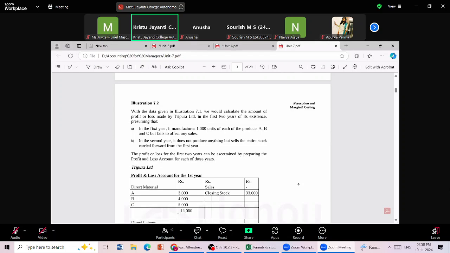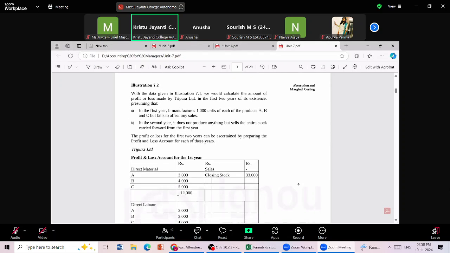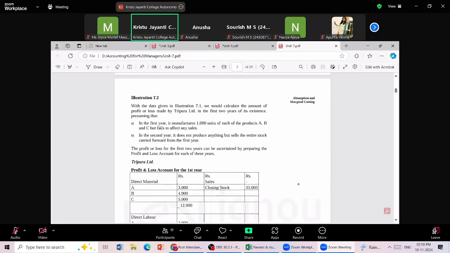So here is another one it is given. Profit and loss of Tripura. With the given data of illustration 7.1, we would calculate the amount of profit or loss made by Tripura Limited in the first 2 years.